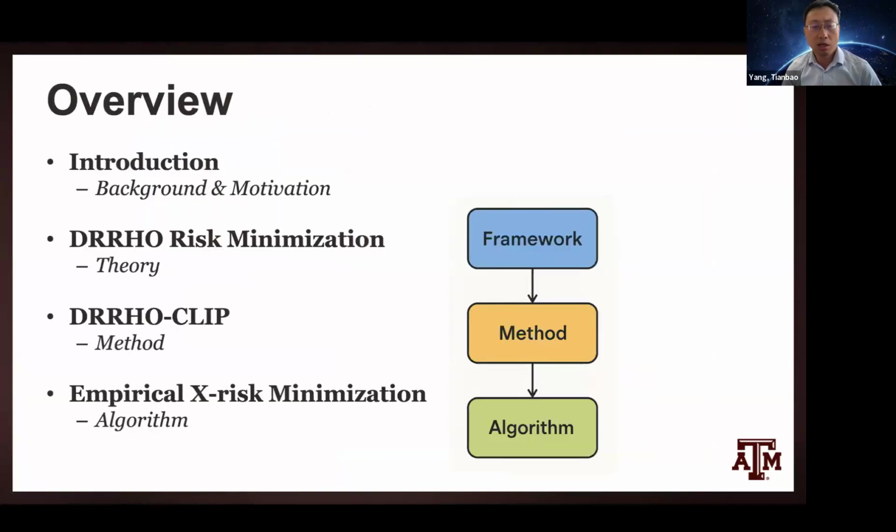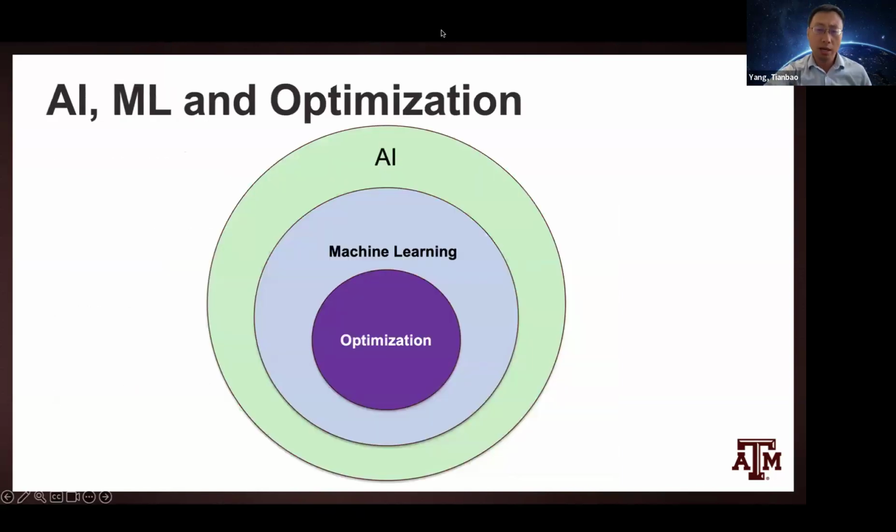All right, so this is an overview. First I will give you an introduction to the background and the motivation. Then we'll introduce a framework called DRO risk minimization. Then a method applying this framework to CLIP training called DRO-CLIP. Finally, if we have some time, I will briefly talk about the optimization algorithms, which are from our earlier works, not a focus of this ICML paper, but we use the optimization algorithm that we designed earlier.